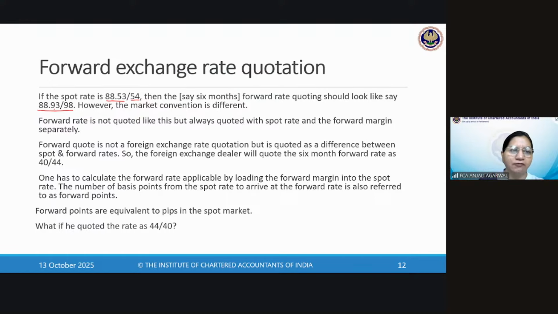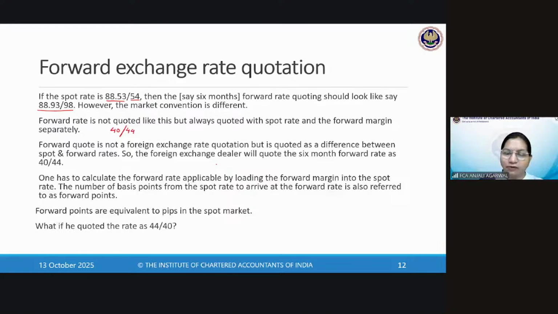We will not write the forward rate like 88.93/98. The forward rate is generally quoted with spot and forward margin separately. So we will write it as 40, the change in forward bid rate, /44, the change in forward ask rate. So forward rate is not quoted like this, but always quoted with the spot and forward margin separately. So 40/44. So we write the pip points and there we get the forward rate.